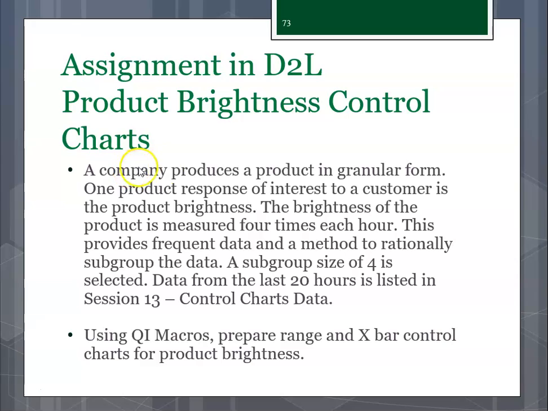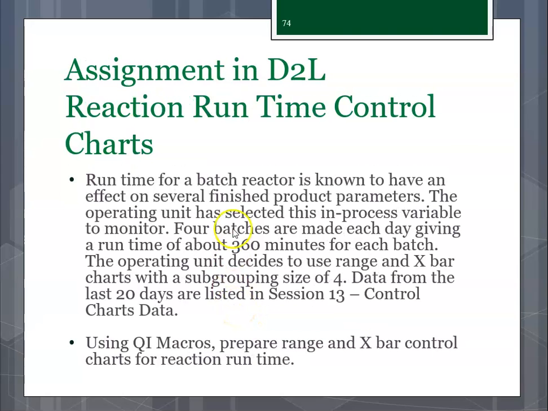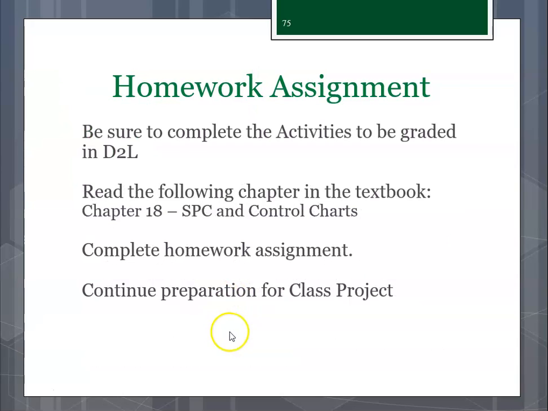So this is your assignment. The company produces a product in granular form. One product response of interest to a customer is product brightness. So brightness is measured, and there's a subgroup of 4 selected, with data from 20 hours. So what you're going to do is prepare different types of charts for all of these. You'll prepare a range and X bar chart, and you may also be creating a P, NP, and so on. You're just going to look at them and see how different they are. And then you're going to do a reaction runtime. Same thing here, the data's there.